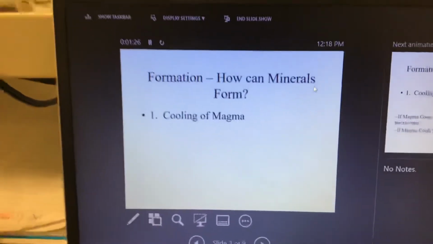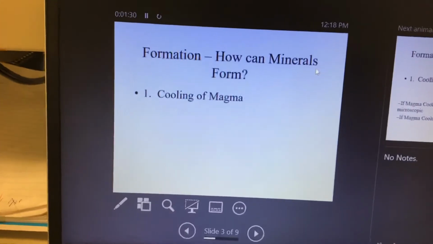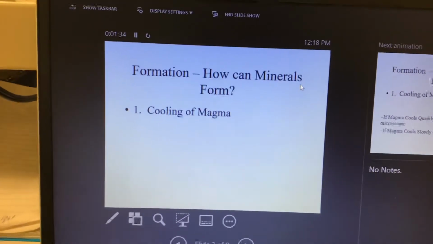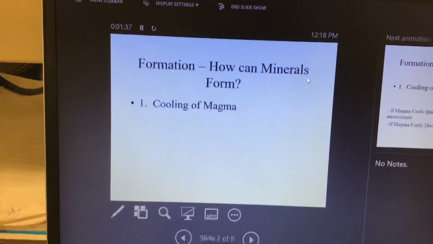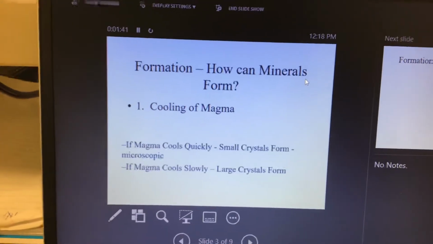Deep in the earth we have magma, which is liquid hot rock. And when it comes to the surface, it's going to cool. And when liquid hot rock cools, it hardens. So that's one way minerals can form.